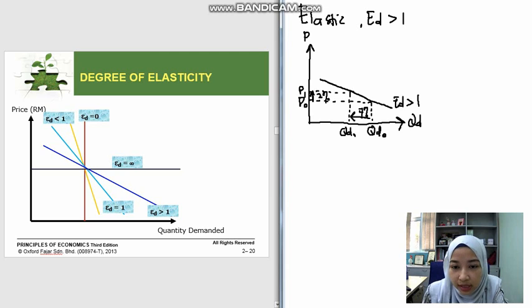Okay, harga naik sikit pun demand dah turun sangat banyak. Itu yang kita panggil sebagai elastic. Okay, so that's why you have a flatter curve here for elastic demand curve.